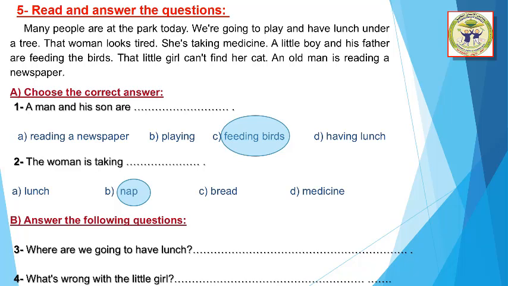Yes, what's your answer? Excellent. We are going to have lunch under the tree. Number 4, what's wrong with the little girl? Yes, what's your answer? Excellent. She can't find her cat.